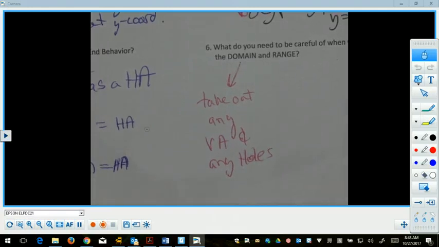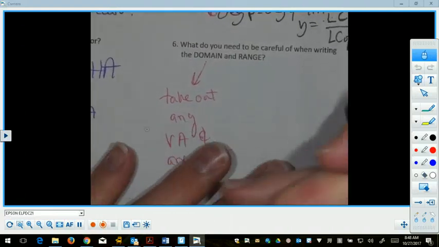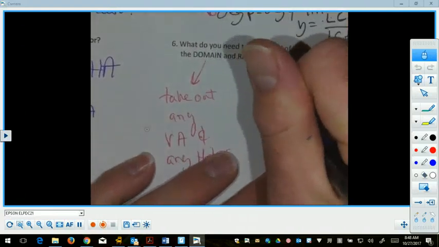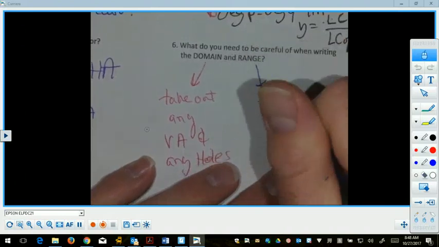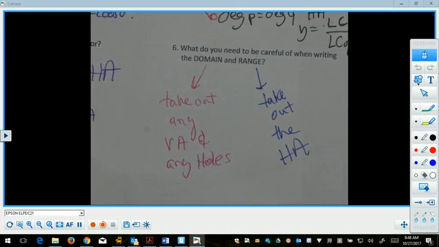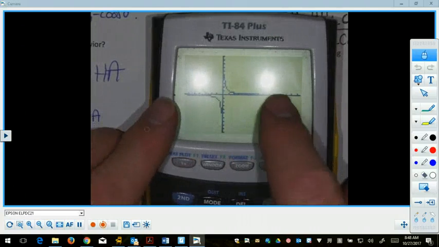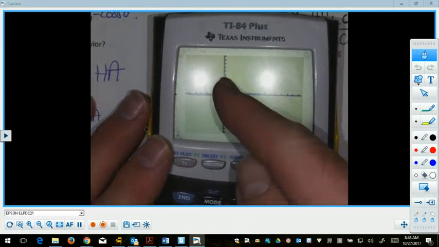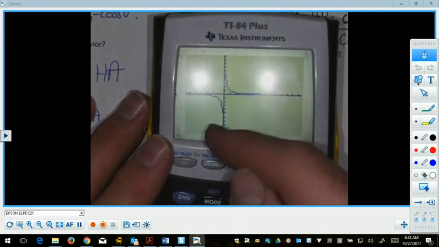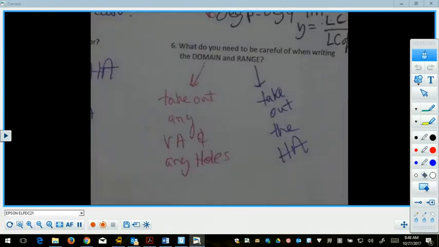For the range, what do you think is going to affect the range? The horizontal asymptote. So for the range, we'd have to take out the horizontal asymptote. And then other than that, it should go up infinitely and down infinitely, and we'll be okay with that. Not the end behavior of it. The end behavior of it approaches the horizontal asymptote. But when we have that vertical asymptote, this one shoots up infinitely and this one shoots down infinitely. So all values of y are covered except for the horizontal asymptote.